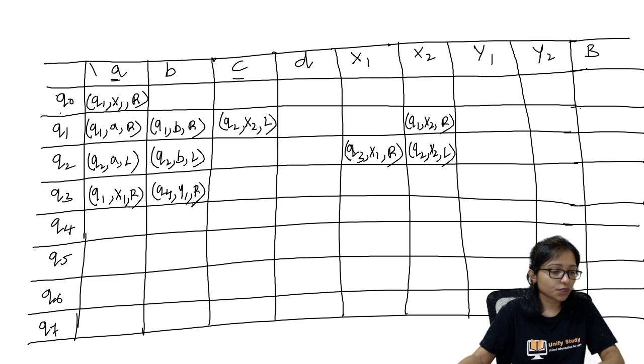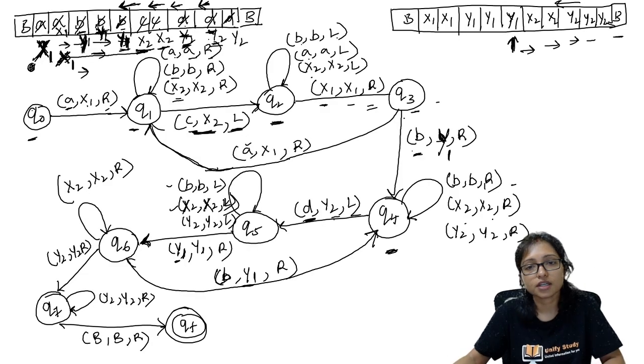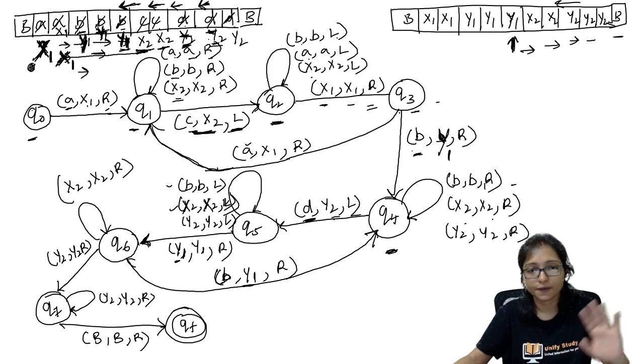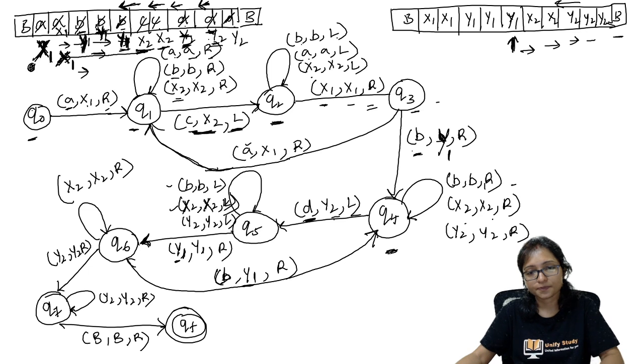So Q3 state we did this way. Are there any other options in Q3 state? There is no other option, only A and B. So fill A and B and go to the next.